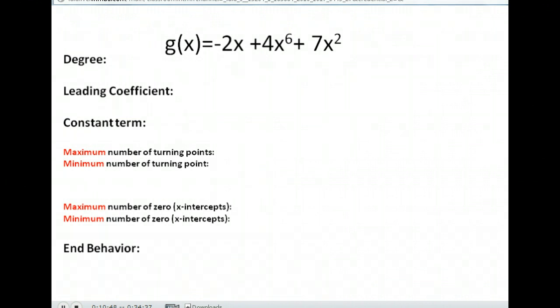All right, so let's talk about this. What's the degree of this polynomial? So for review, degree is the largest exponent. So we look to find the largest exponent here, and it has an exponent of 6 is the largest, so it's degree 6. The leading coefficient is the number in front of that, so that would be 4.